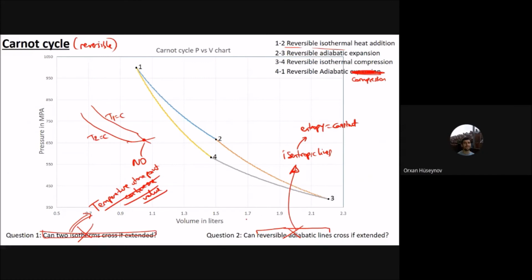Therefore, two important results from Carnot principles. And here you have reversible adiabatic lines from 2 to 3. We have the reversible adiabatic lines from 4 to 1. If I extend the lines here, is it possible they will cross each other? Of course not, because they are isentropic lines. Good. Similarly here, isothermal lines 1 to 2 and 3 to 4. These lines cannot cross either. These are isothermal.